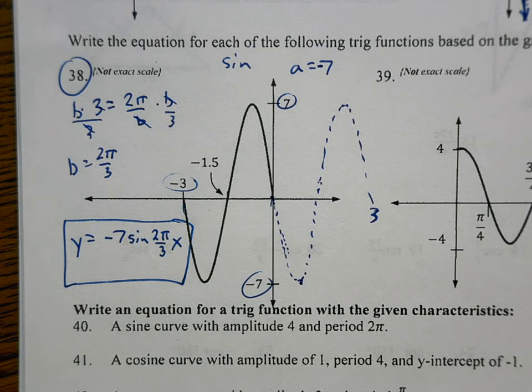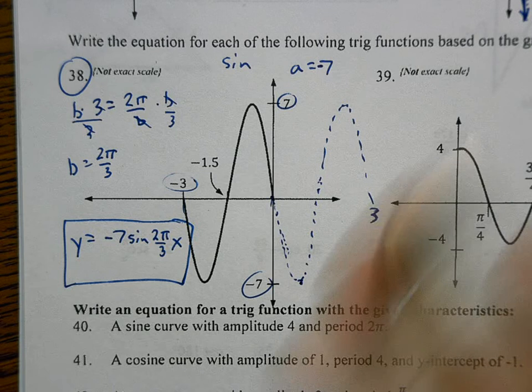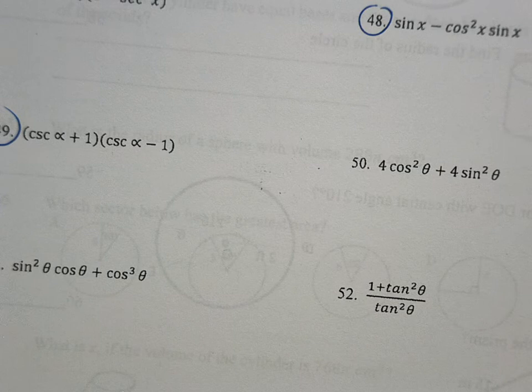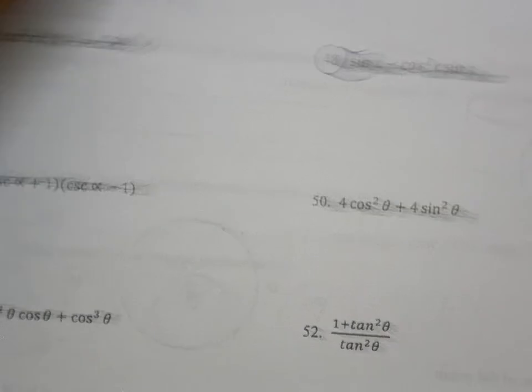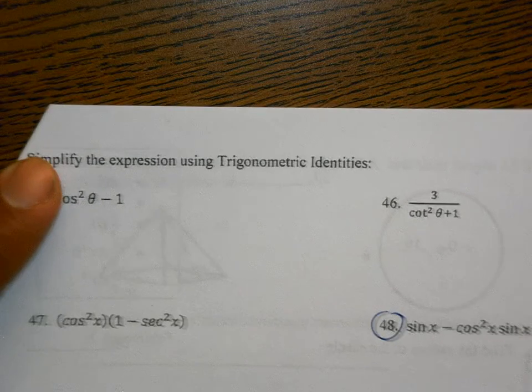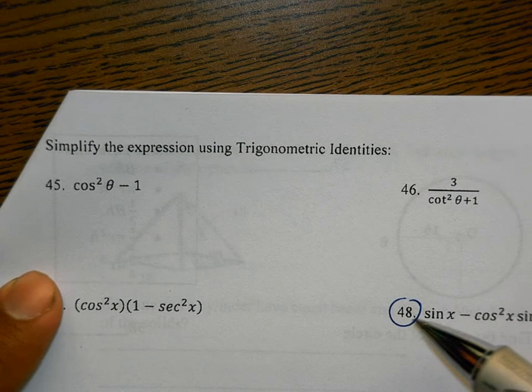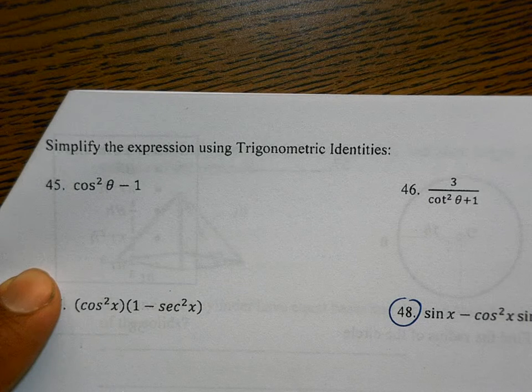So now that we have that, and that's the review, that's the first half, is going over how to graph sine, cosine, secant, and cosecant. We didn't really graph a whole lot of tangent on that. But what we did after that is we started simplifying trig functions. And so what they're going to expect you to do is to simplify trig identities on 45 through 56.